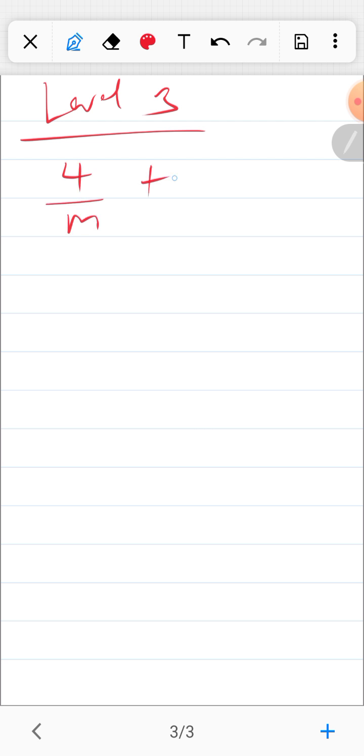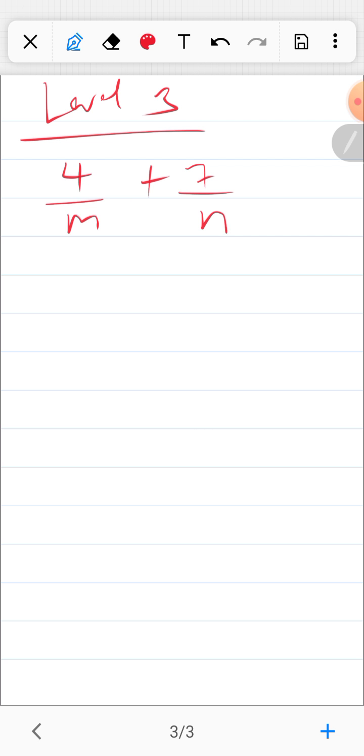Level 3, I'll also do one from there. Which one will I pick from level 3? I'm gonna pick the last one. No, I'll pick number 6 because it looks friendly. 4 divided by m plus 7 divided by n.